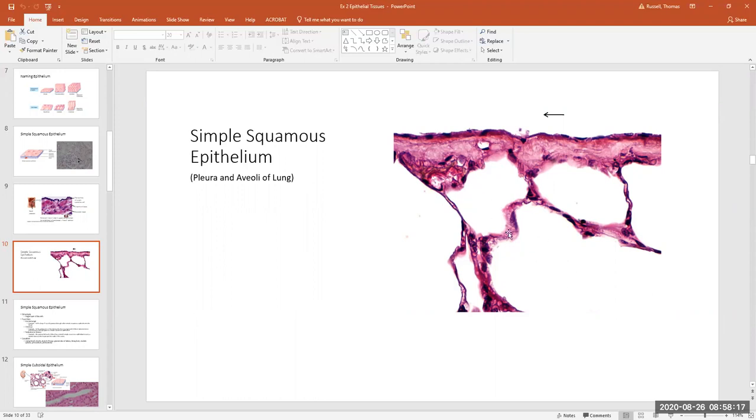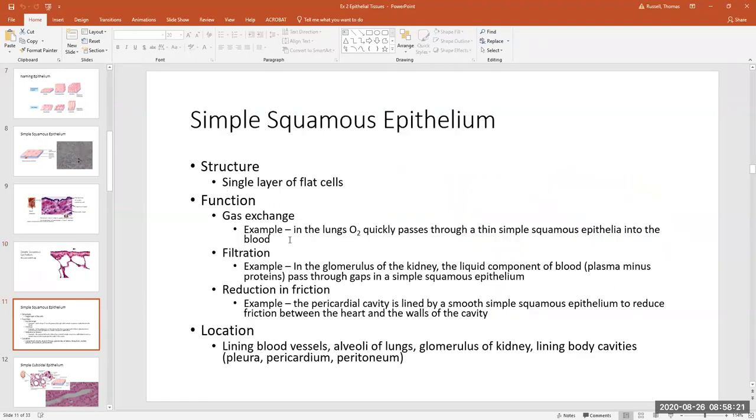So we're going to get into that physiology later on, but gas exchange is a pretty important function because that's obviously what happens in the lung where our simple squamous tissue is located. Since these cells are flattened out, the exchange of gases happens very quickly because there's not very much cytoplasm in the cell for the gases to move through, because they're all flat.